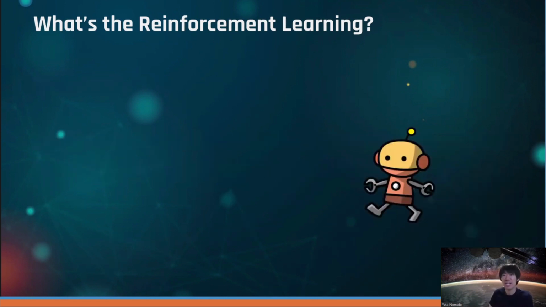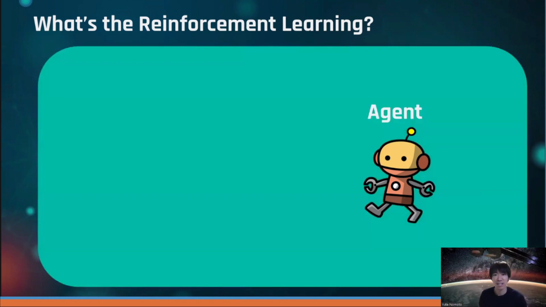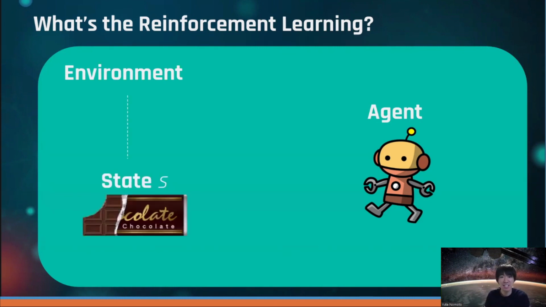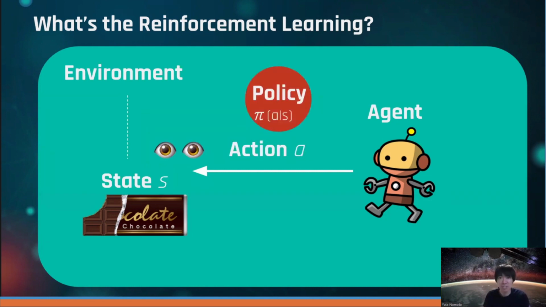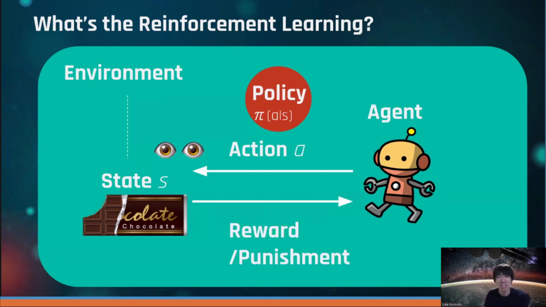For example, here's an entity called an agent. An agent is an entity which will act and learn in a certain place like this. And this virtual place is called the environment. The environment always has a certain state. For example, this chocolate is a state. The agent sees the state and decides what action to take. The probability that the agent will take action A in a certain state S is called policy.